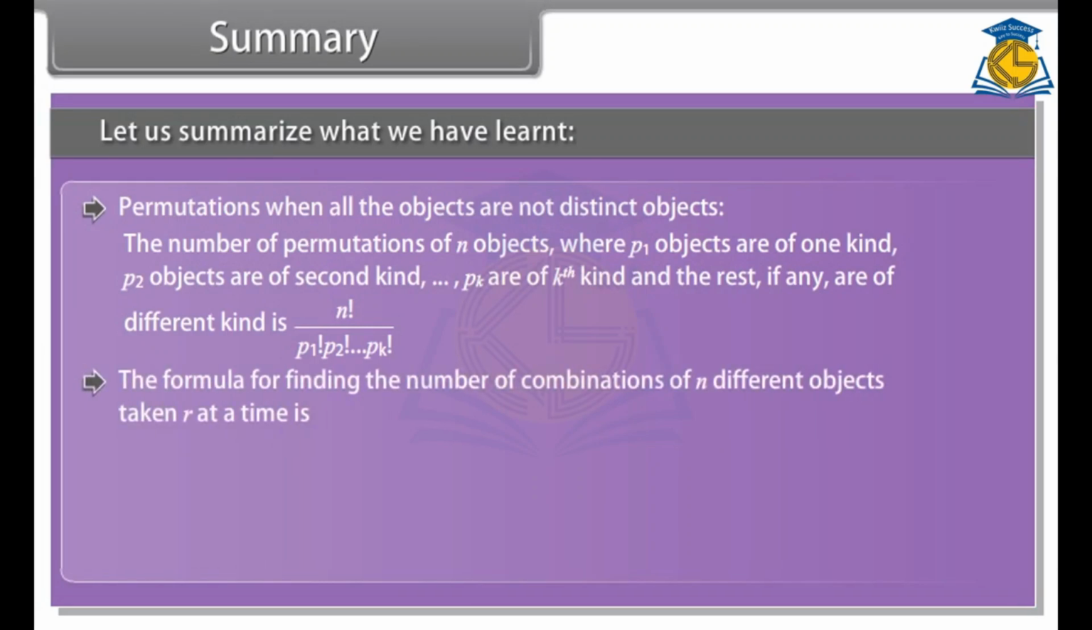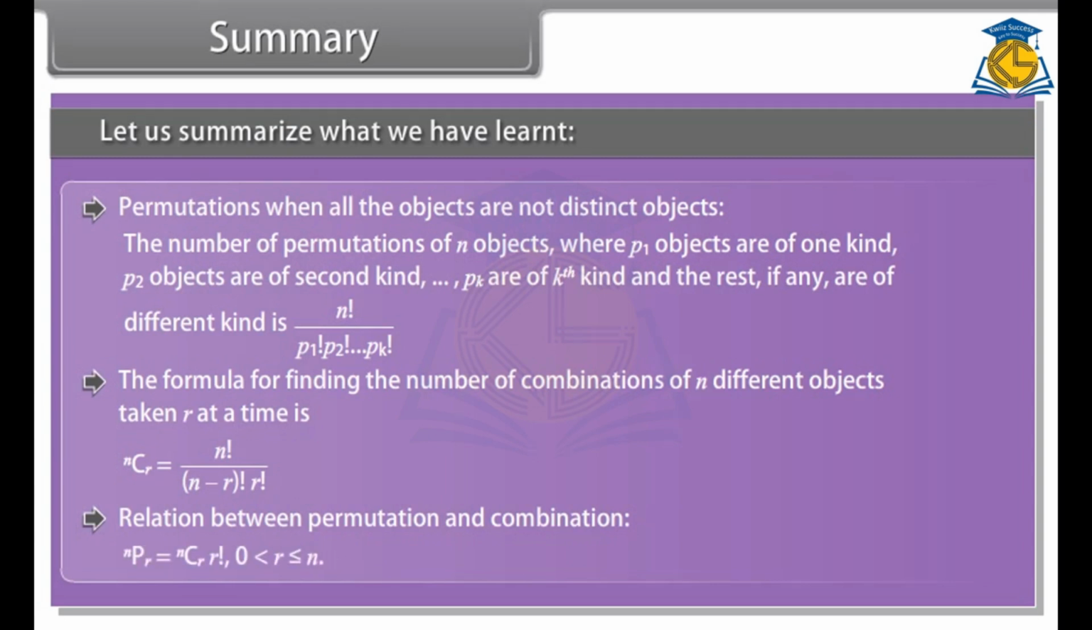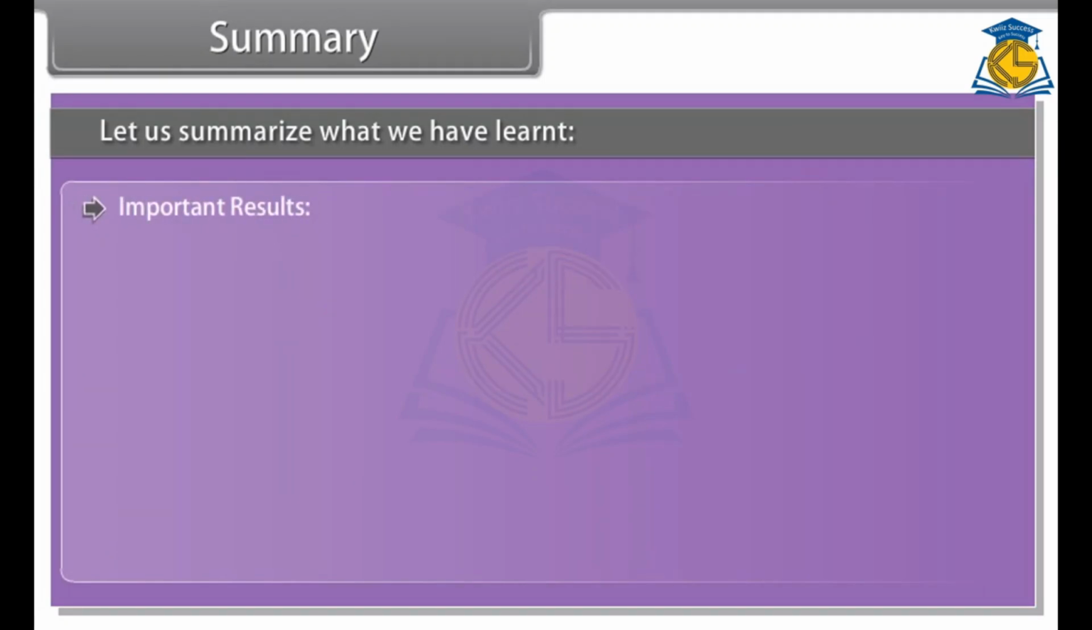The formula for finding the number of combinations of n different objects taken r at a time is nCr is equal to n factorial by n minus r factorial into r factorial. Relation between permutation and combination. nPr is equal to nCr into r factorial, 0 is less than r is less than or equal to n. Important results. If r is equal to n, nCn is equal to 1. If r is equal to 0, nC0 is equal to 1.